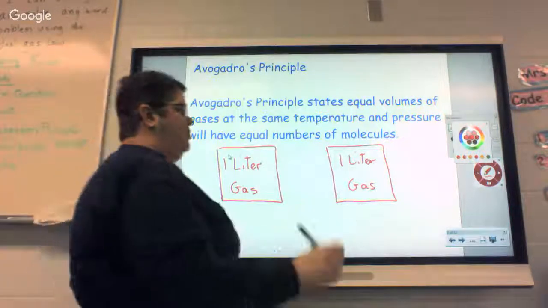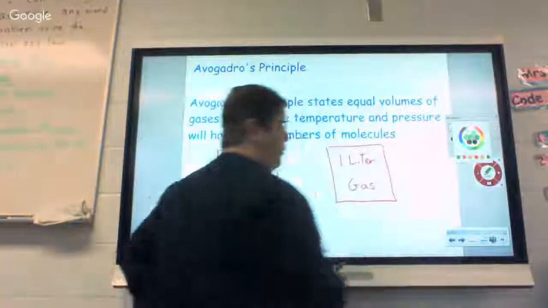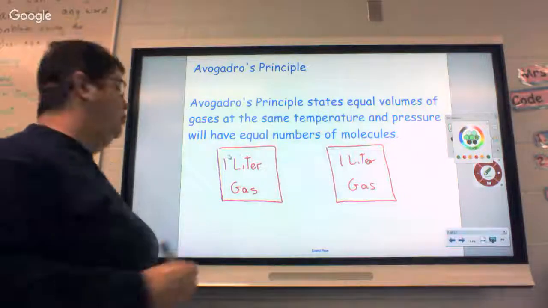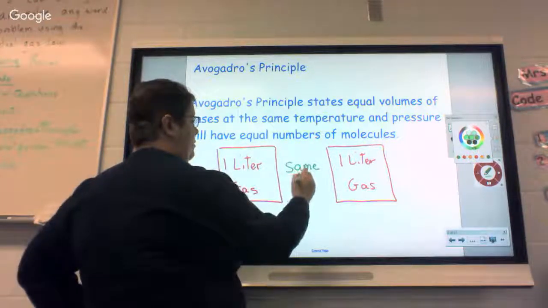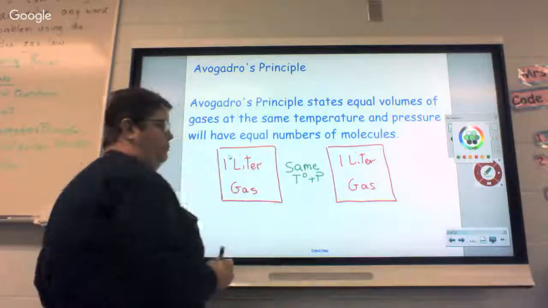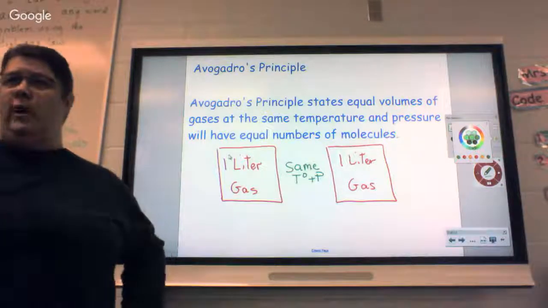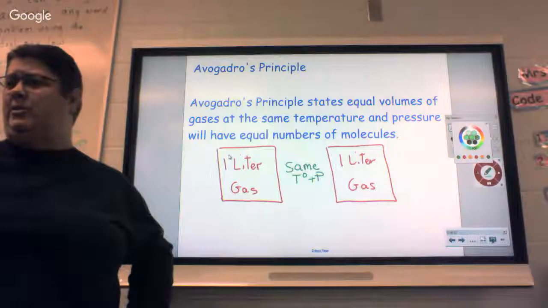Now, assuming they're sitting in this room, can we agree that they have the same temperature and pressure in this room? Sure. Well, we know the temperature in the room's not changing, right?